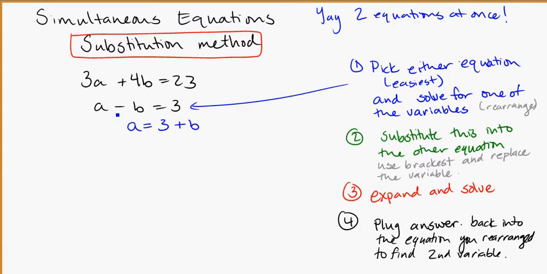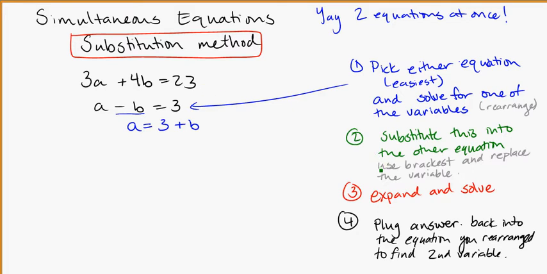Again, it's minus b on this side of the equation, so as I move it to the other side I have to plus b. So now I've got my rearranged equation. A is equal to 3 plus b. Step number 2. Substitute this equation that we've just found into the first equation, the one that we haven't used yet.